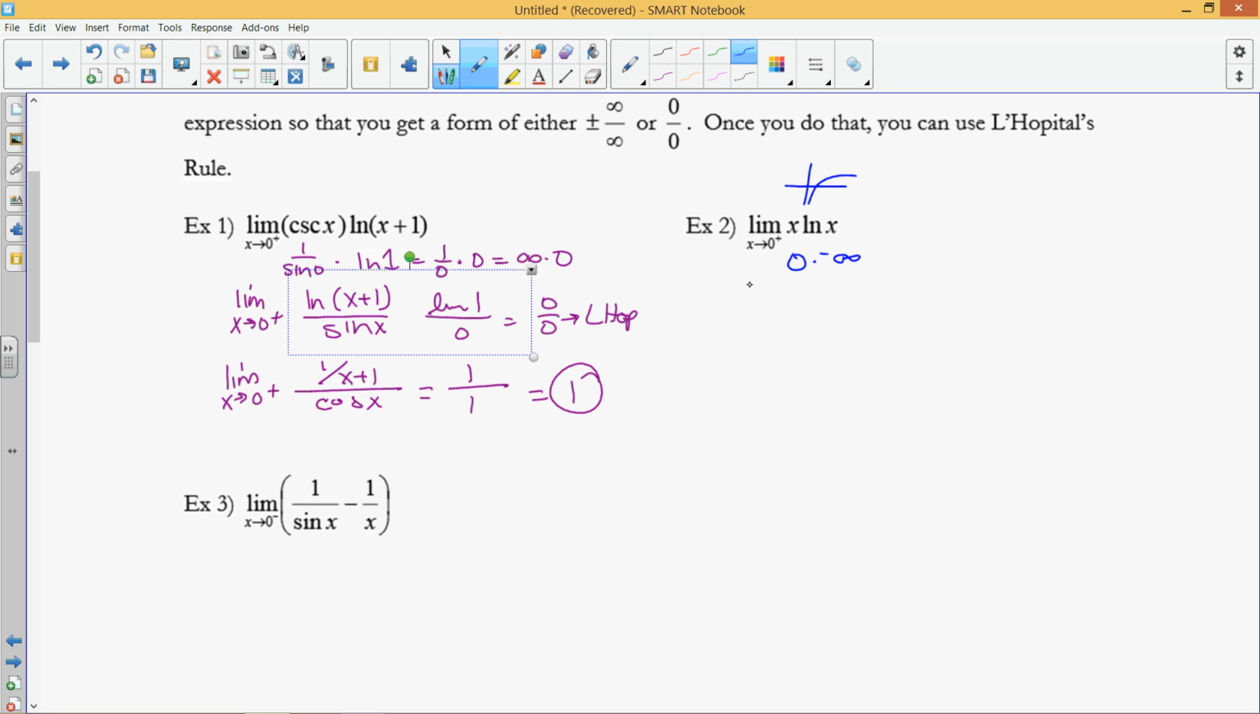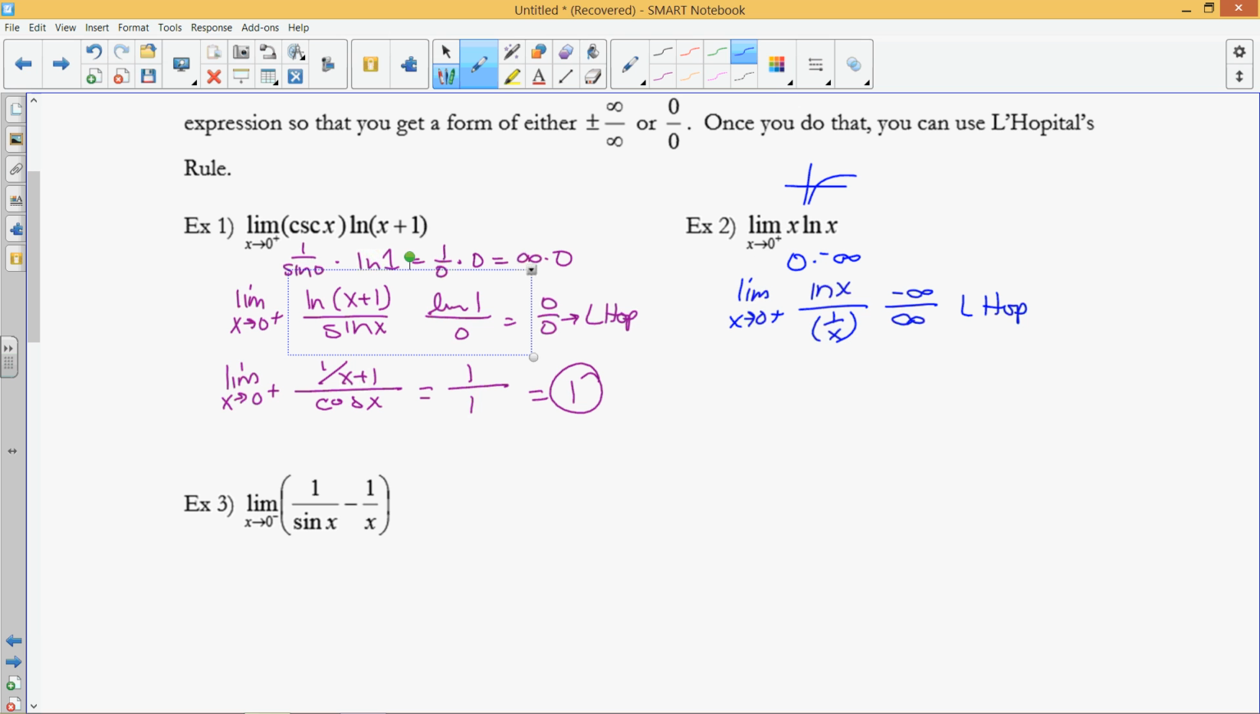So I am going to rewrite this as a fraction. Well, how am I going to do that? I'm going to be a little creative here and say, you know what? I can rewrite this as ln x over 1 over x. That would be exactly equivalent to this first thing. So I can absolutely do this because they are equivalent expressions. Now when I plug in 0, I get negative infinity on top, and 1 over 0 on the bottom is like positive infinity. This is a L'Hopital form.